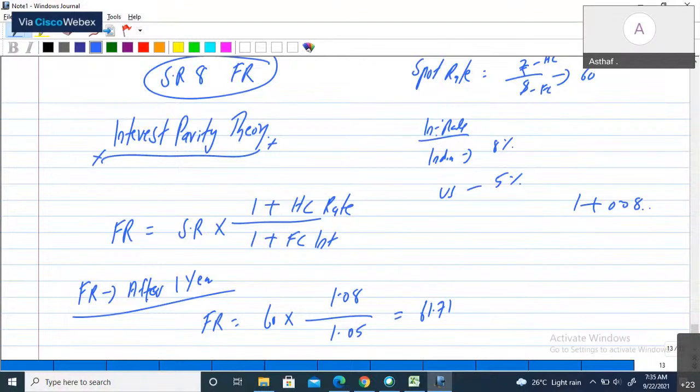Forward rate after 1 year. You can also find out the forward rate after 6 months. So how to do it for 6 months? The interest rate is annual, so you have to convert it into 6 by 12. It will come to 1.25, that is, only 2.5 will come if it is 5. So for 6 months, you have to convert the interest rate accordingly. It will change.